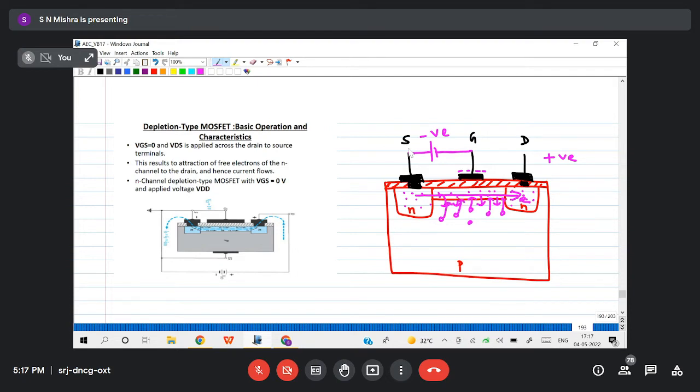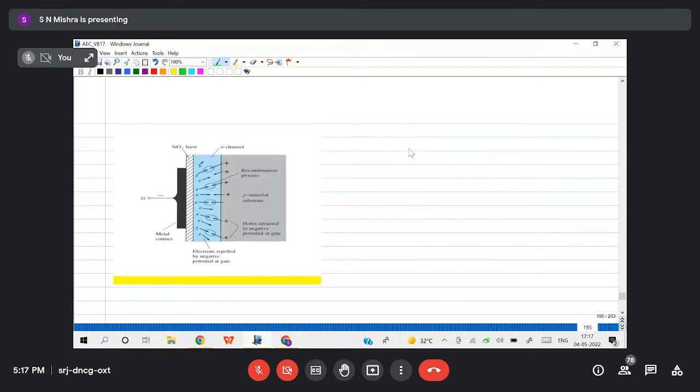Now what happens across the channel? If you observe this channel region, the number of electrons will decrease because they are being repelled by the negative potential, and the holes are being attracted to the channel region. So they will recombine with the electrons to become neutral. Okay, electrons and holes will recombine, then they will be neutral. If you observe this one, it is inclined.